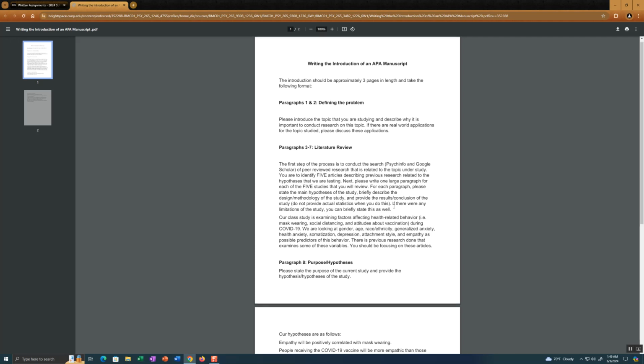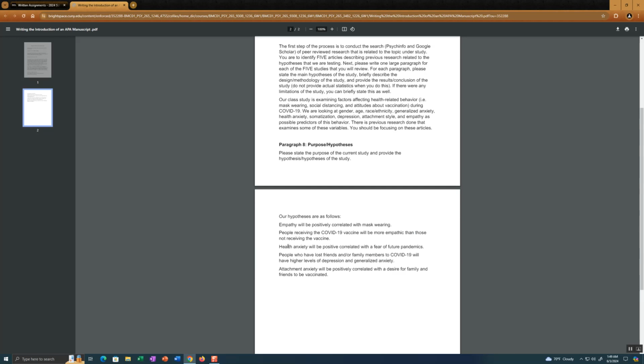And then the final paragraph, paragraph 8, is just going to be listing in paragraph form. You're going to write out these 5 hypotheses. That's it. So the hypotheses to be tested during the current study include empathy will be... You don't label them 1 through 5. Just write them out in paragraph form as the last paragraph. So that's very easy.